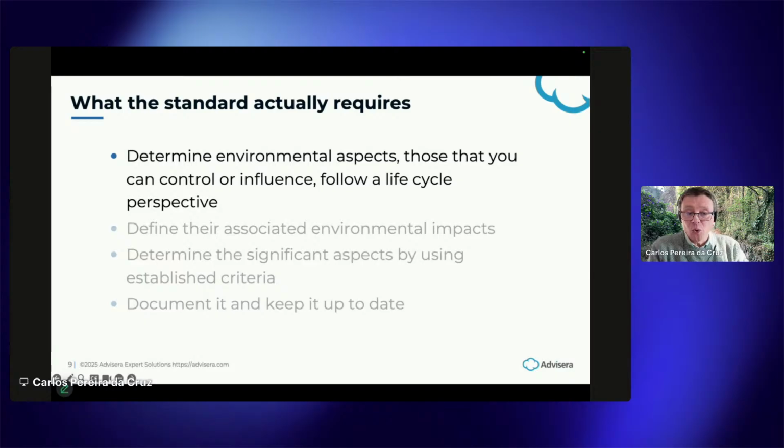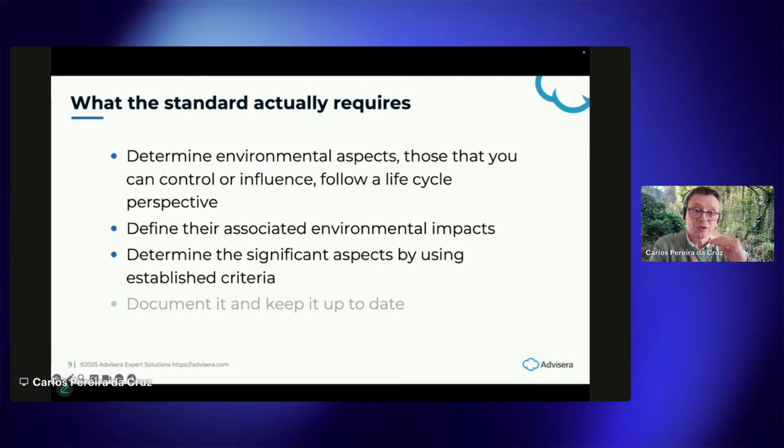Once you determine all the environmental aspects, you need to define their associated environmental impacts. And then you need to determine the significant aspects by using established criteria, kind of a threshold between what is relevant and not so much relevant. And then document it and keep it up to date.